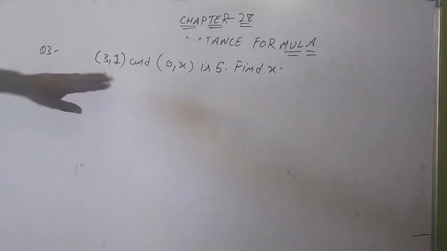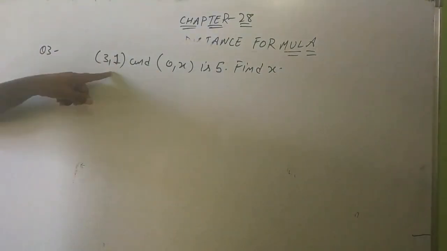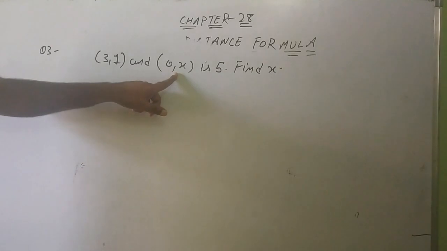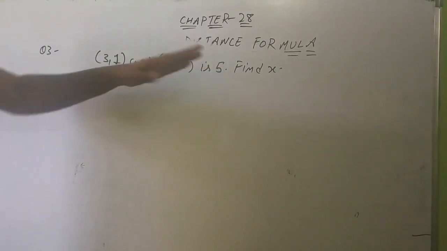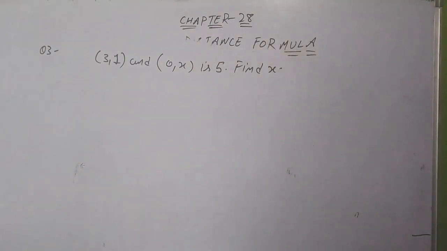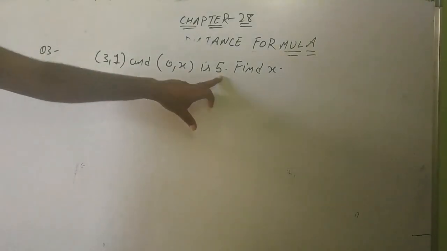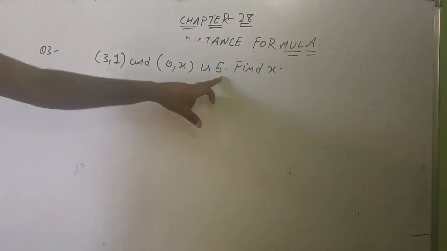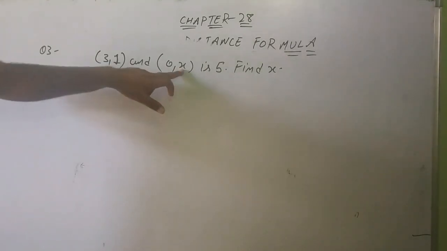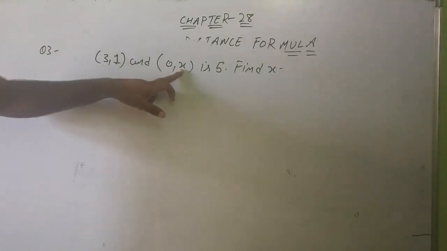Now what have they given? They have given us two points. One is (3, 1), another one is (0, x), and the distance between these two points is 5. In this question, beta, the distance that we used to find in the first two questions, that distance is already given here, 5. So in this question we have to find the missing value of x.